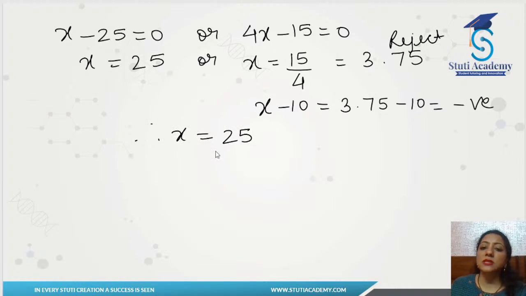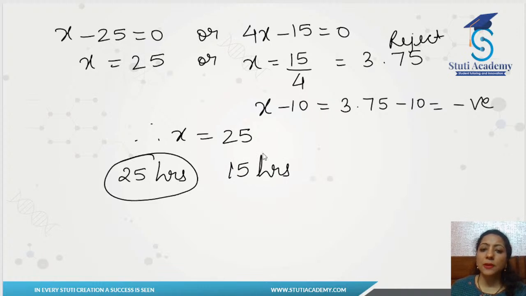So thus we have x as 25. So time taken by the smaller tap is 25 hours. So the time taken by the larger tap would be 10 hours less, so it would be 15 hours. This is the time taken by the smaller tap. This is the time taken by the larger tap. Okay, students, I hope this question is clear to all of you.